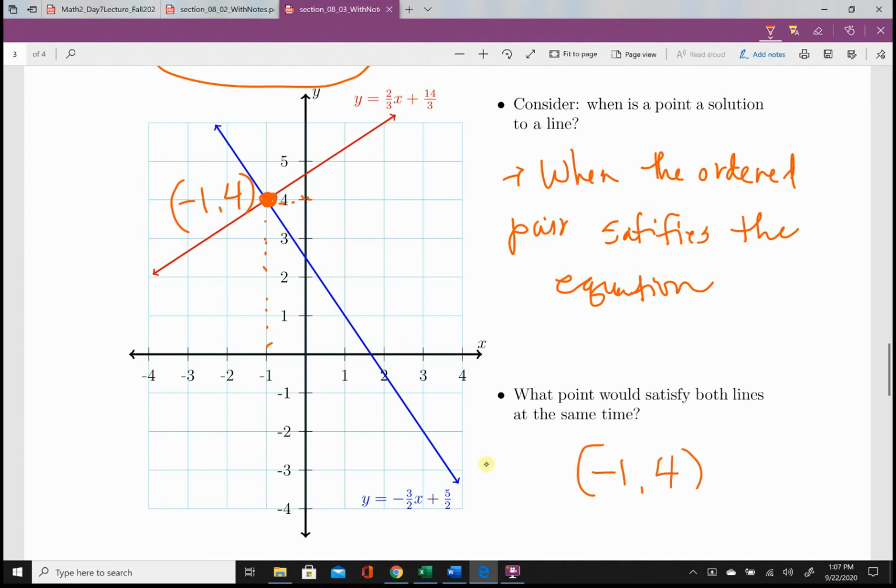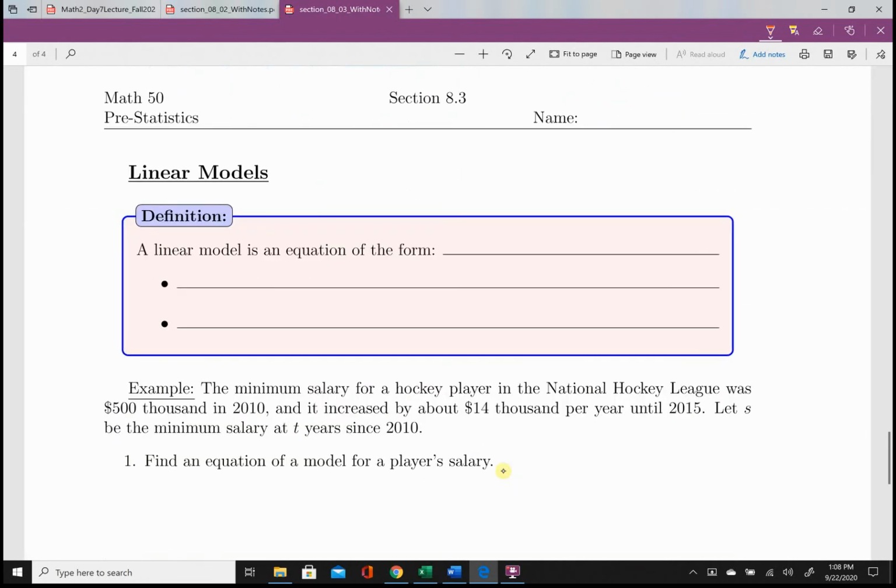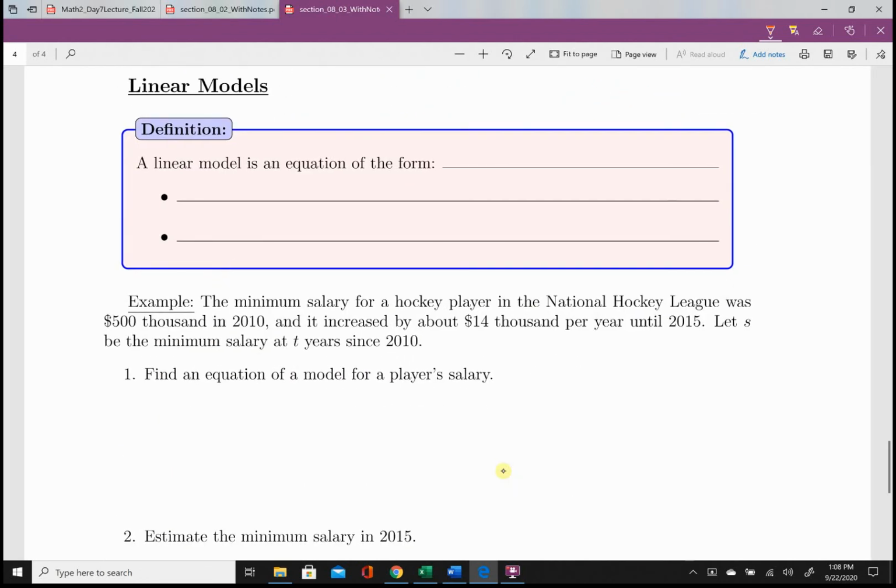Okay, great. We're going to get into more detail on that somewhere else later on in the semester, so I just wanted to touch on that very briefly. And then we're going to wrap things up with a little bit more to say about linear models. So linear models are the equations of the form y equals mx plus b. Does that sound familiar? It should. M is the slope.